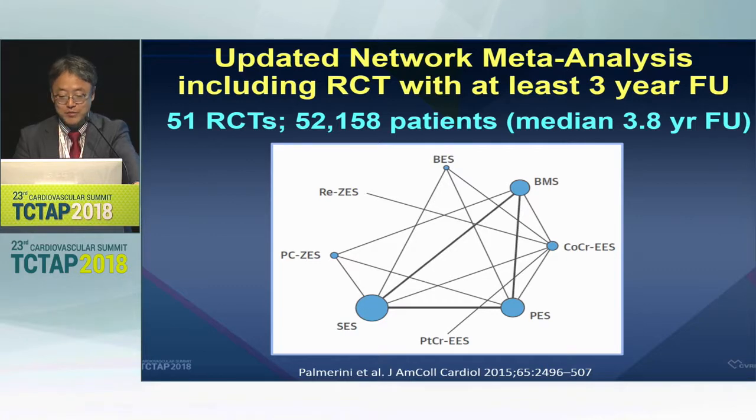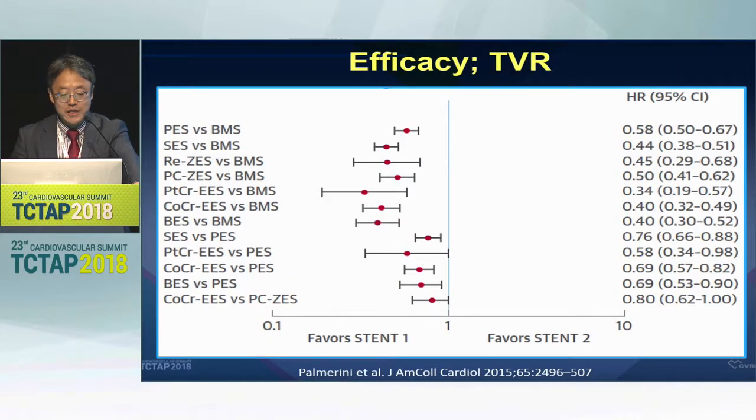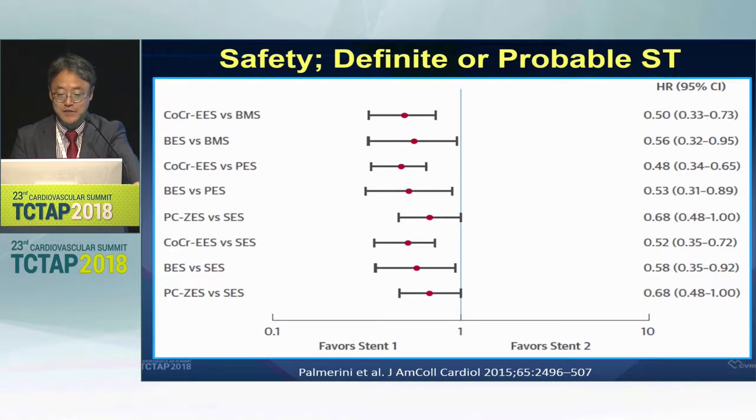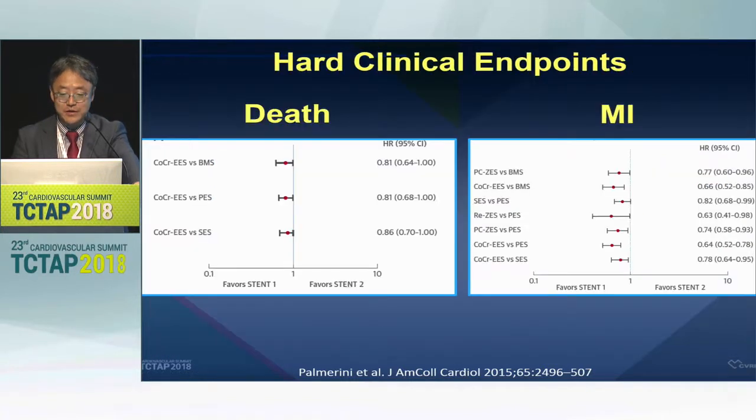They did a network meta-analysis. Looking at the efficacy, the outcome is compared to bare metal stent. The Taxus and Cypher stents are first generation, and the second generation contemporary stents were better than the prior stents. On safety, compared to bare metal, the Taxus, Cypher and current contemporary drug-eluting stents were much better. This also translated to some reduction of death and myocardial infarction.